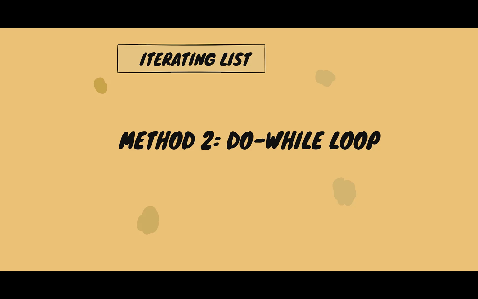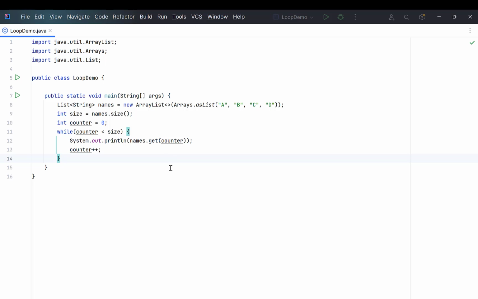Next way is using a do while loop, which is similar to while loop, but it starts with do keyword and the condition is placed inside while at the end. Unlike while, this loop ends with a semicolon. Condition will remain the same. Run this.